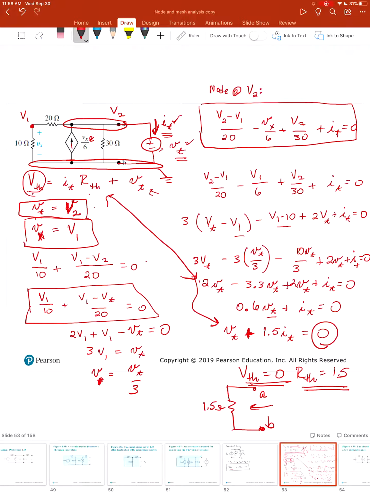If you get a negative resistance, that's unusual. It probably also has something to do with perhaps you defined your equation or your source directions in a different way. So anyway, that is how to find the Thevenin equivalence.